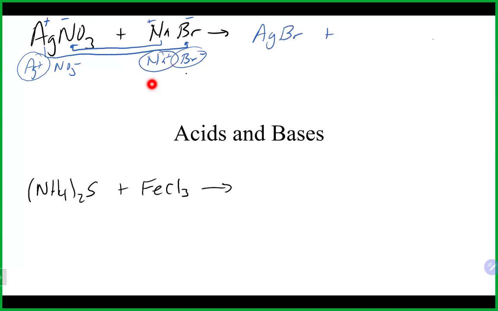We are going to take the sodium that's +1 and the nitrate that's -1 and put it together here, just like we were doing nomenclature, and that will give us our sodium nitrate in this case.